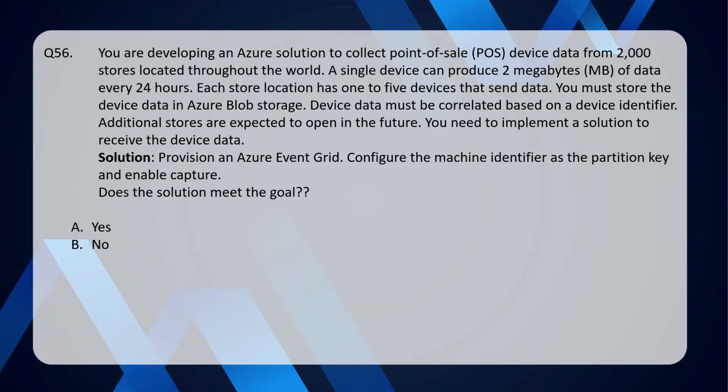You need to implement a solution to receive the device data. The solution you choose is provision an Azure Event Grid, configure the machine identifier as the partition key, and enable capture. Does the solution meet the goal? You need to tell whether this is right or wrong. And friends, this is an incorrect solution. The correct approach here would typically be Azure Event Hubs with capture, partition by device ID, and store in blob storage.